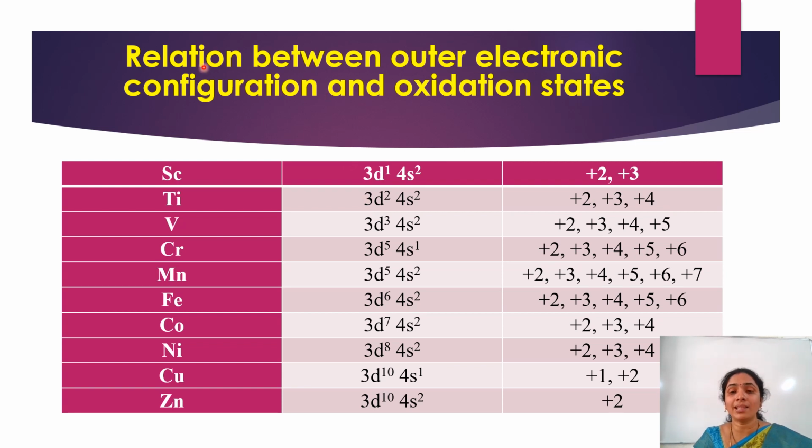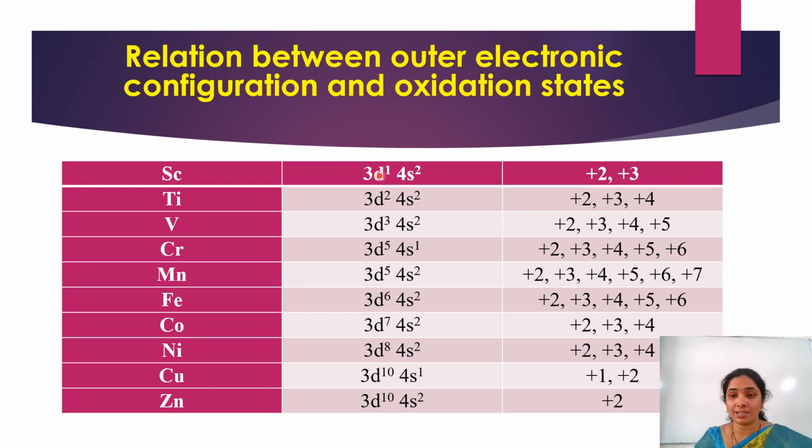Next, we will see how the outer electronic configuration affects the oxidation state. We have taken the first transition series, the 3d series, scandium to zinc: scandium, titanium, vanadium, chromium, manganese, iron, cobalt, nickel, copper and zinc. As we know, the general electronic configuration starts with argon. I have not written the argon, as it is common for all the elements.